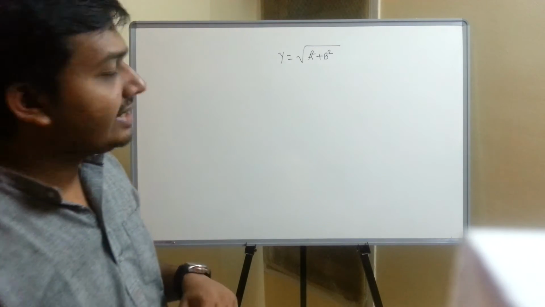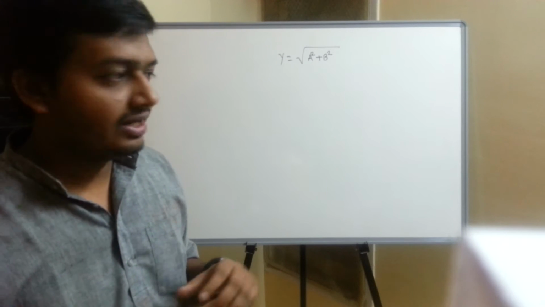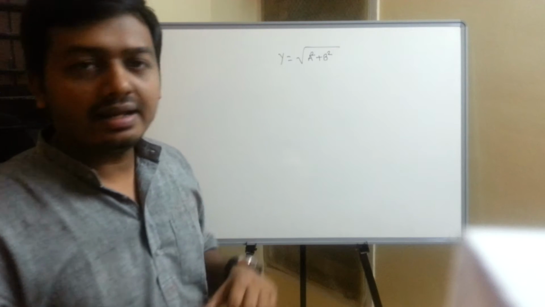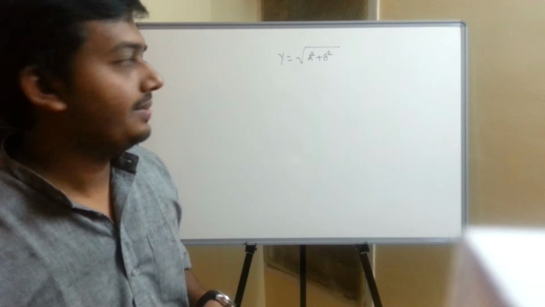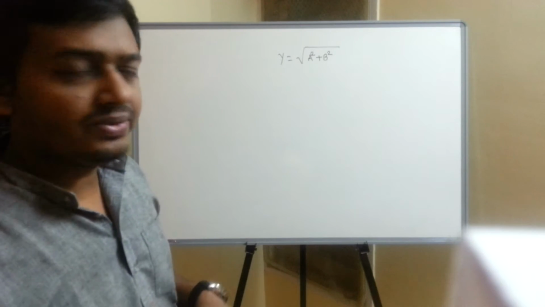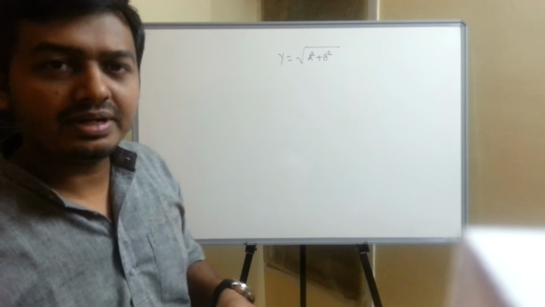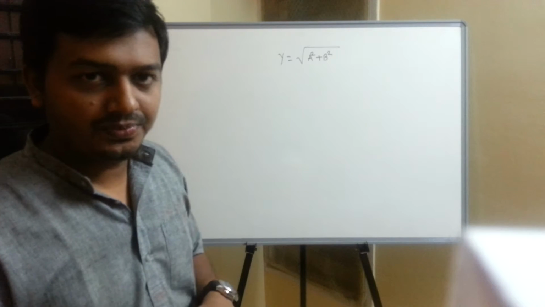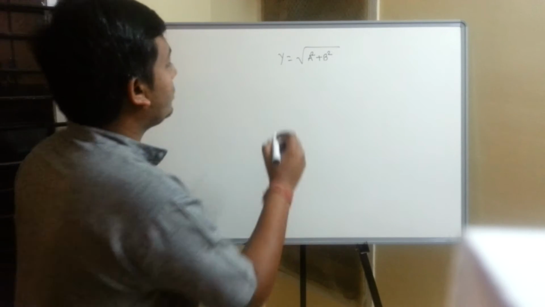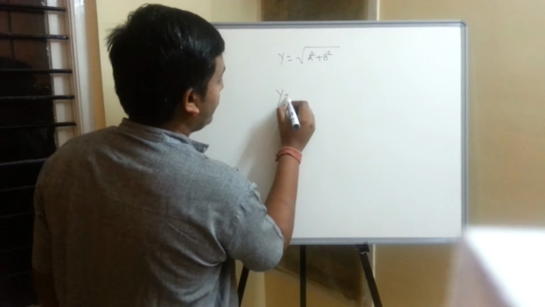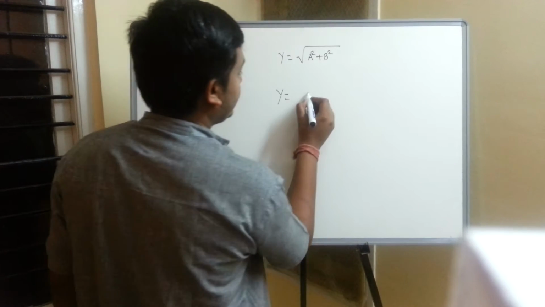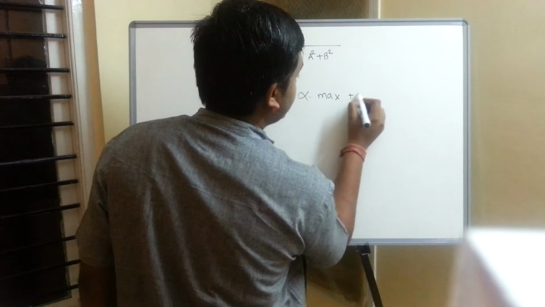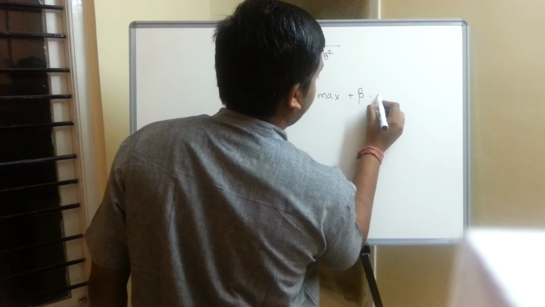Now, let us consider a scenario where a little error is acceptable in y. That means we don't want the exact value of y, but the value of y should be close to the square root of the sum. There is an existing equation called the alpha max plus beta min algorithm. The equation is like this: alpha max plus beta min.